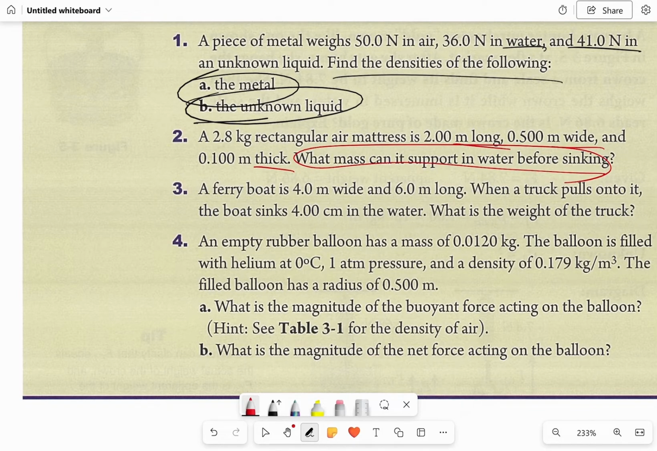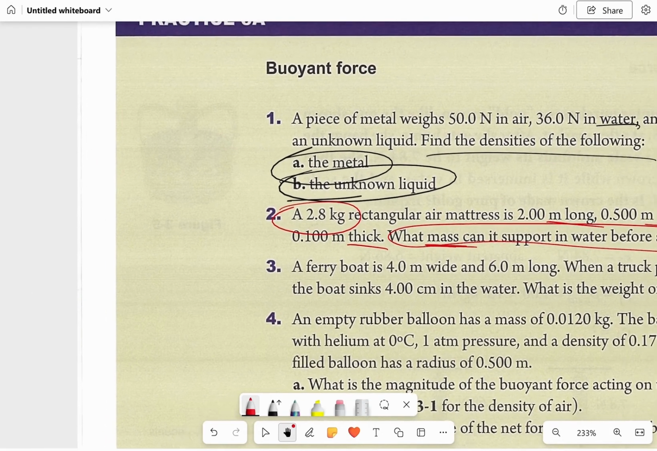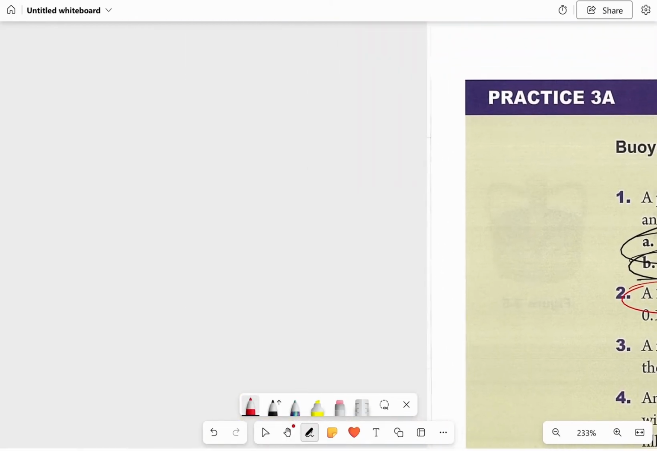What mass can it support in water before sinking? It says what mass. You have the mass of the rectangular mattress, and then you have the mass of the objects that are going to stand on the mattress, and what mass can it support before it sinks. So you have M1, and it needs M2, which is the load mass on the mattress. Now let's write this one, guys. You can write M of the mattress, or you can write M1. Let's write M of the mattress, which is equal to 2.8 kilogram.